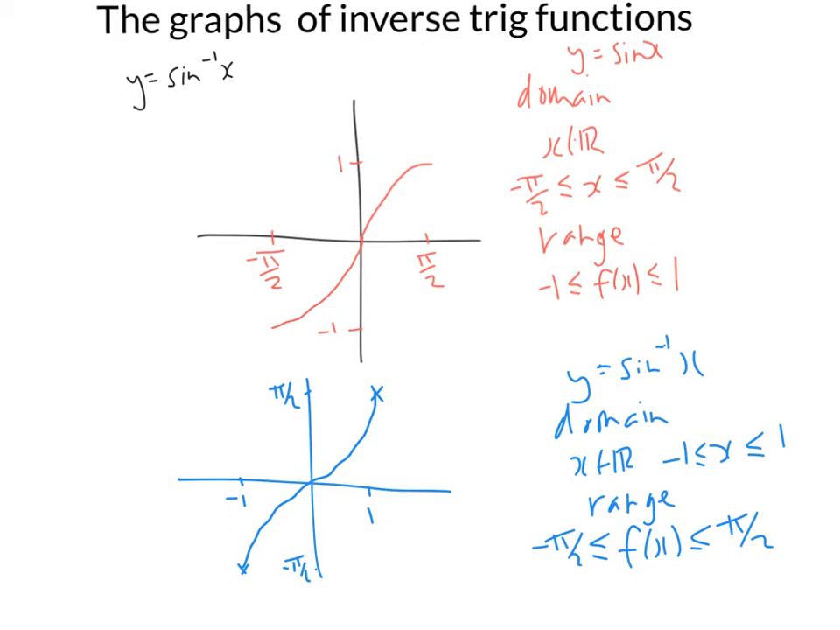So this graph here is the graph of y equals sine inverse x. And that was created from the graph of y equals sine x, where that function was restricted so that it had an inverse, because an inverse only exists if the original function is one-to-one. And then you can see the domain, what values go in: x is between 1 and -1, and the range, what values can come out, between pi over 2 and minus pi over 2.